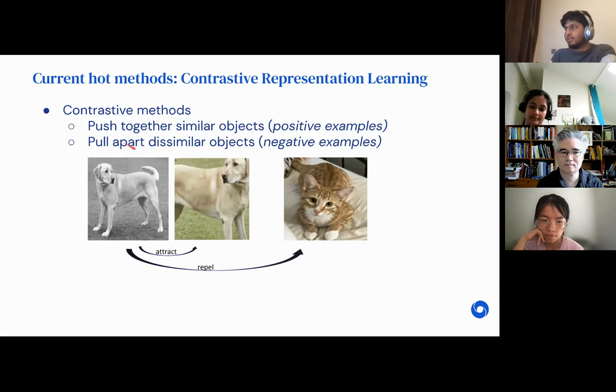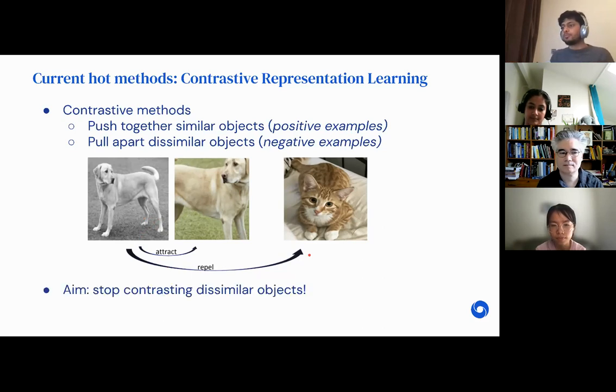Taking an example from the image domain, because that's much more intuitive. Let's say you want to say something like the representations of these two dogs should be very similar, and they should both be different from the representation of this cat. But our aim in this work is to avoid this second step of repelling or contrasting dissimilar objects. But why? If these methods work well, why is this a desired goal of ours to remove the second step?